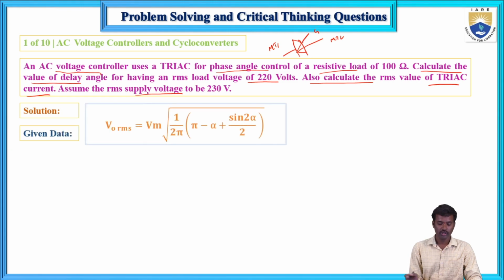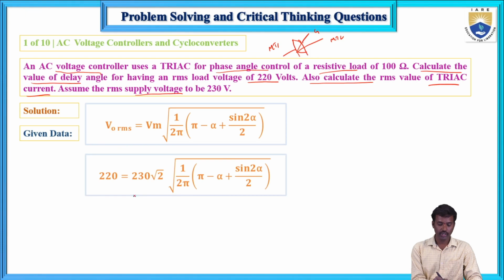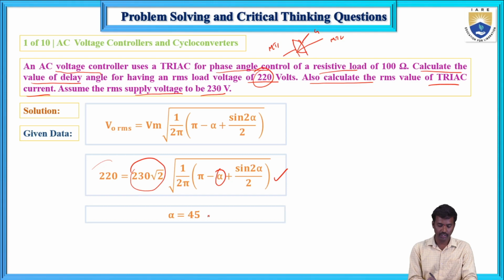Solution for the first one. V0 RMS equals Vm under root of 1 by 2 pi times (pi minus alpha plus sin 2 alpha by 2). Here this is the supply RMS voltage, 230 volts, this is the output voltage RMS value, and this is alpha. From this equation, if you solve using an iterative method, alpha equals 45 degrees.